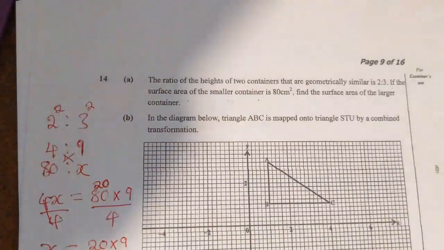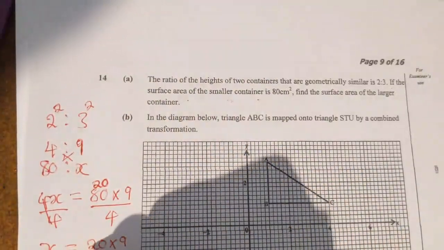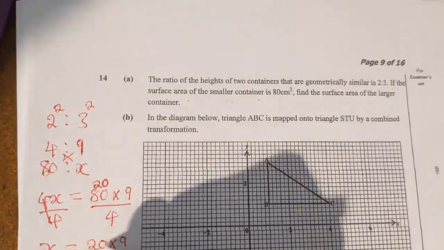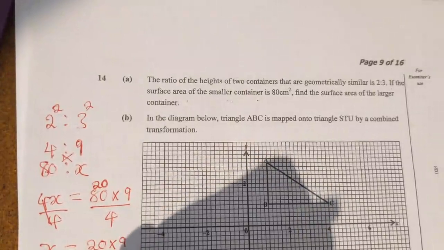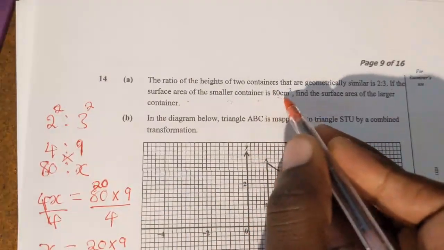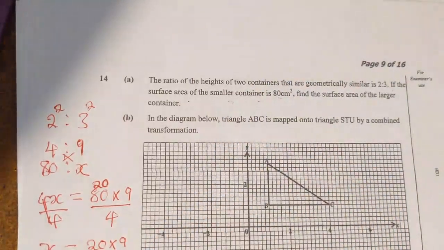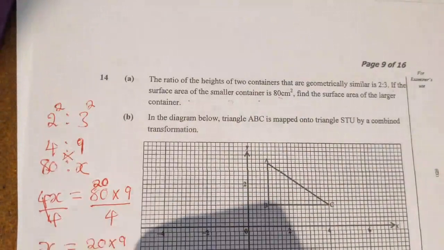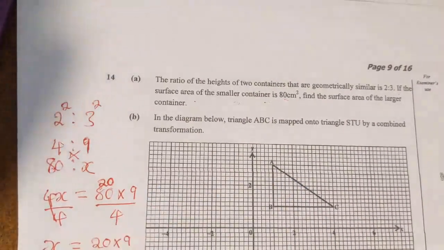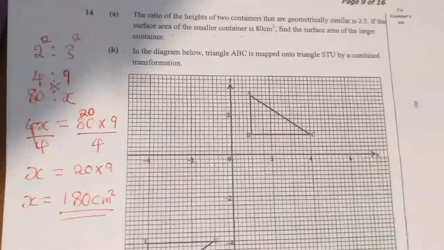When you multiply 20 times 9, you're going to have 180. That is what we are going to have, and it is in centimeter squared. So you just put centimeter squared. Okay? So that is how it is.